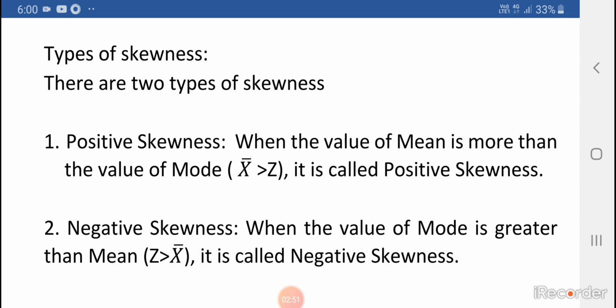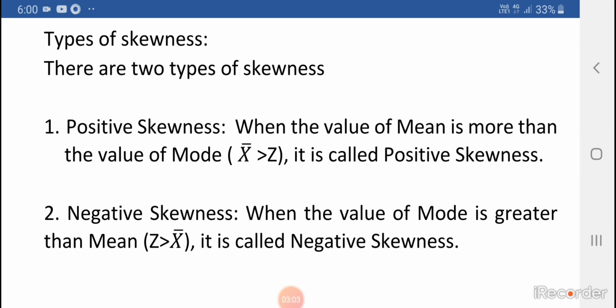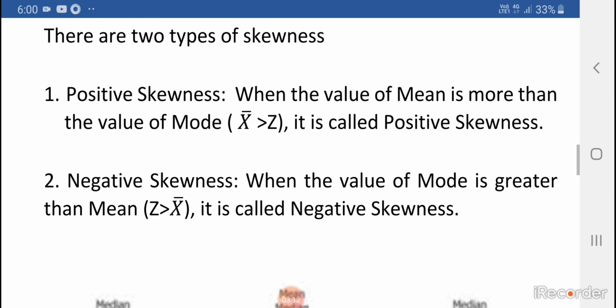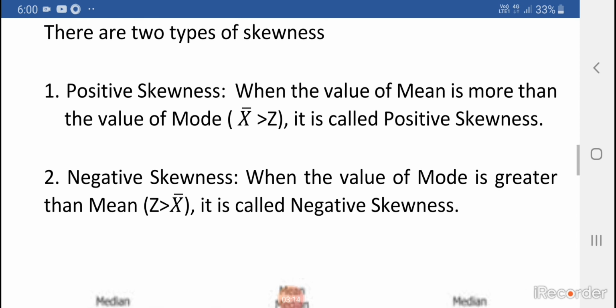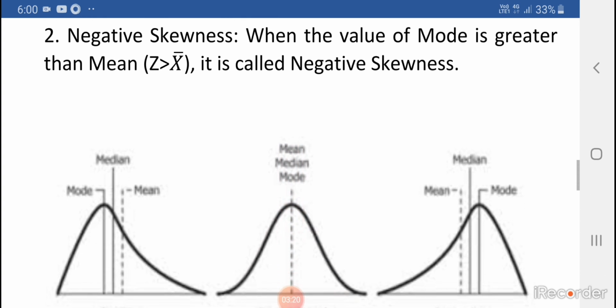Then the types of skewness. There are two kinds of skewness, positive and negative. Positive skewness means in that distribution, mean will be more than mode, that is x bar will be more than mode. In that case, it is called positive skewness. And negative skewness means when the value of mode is greater than the value of mean, that is z is more than x bar, it is called negative skewness.